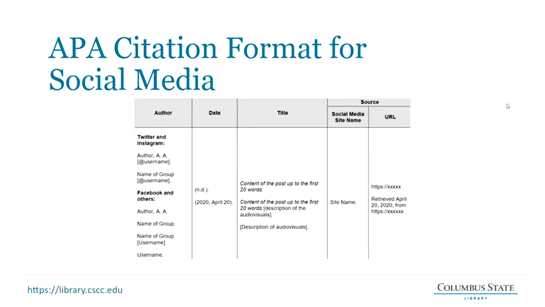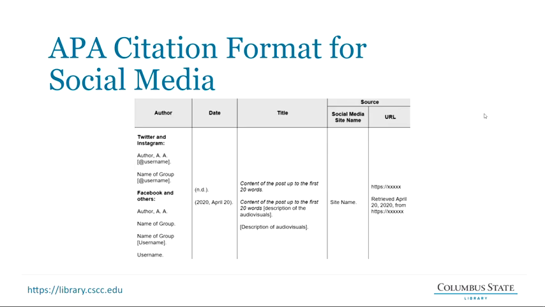The format for citing social media is as follows. Begin with the author's name or group name. If there's an author, begin with the author's last name, a comma, and then the author's first and middle name initials, with each initial being followed by a period. Make a space, then include the username in square brackets and follow that with a period.